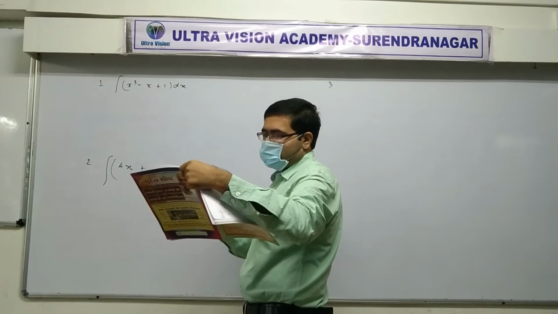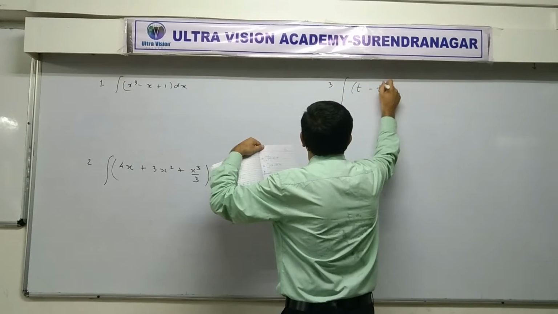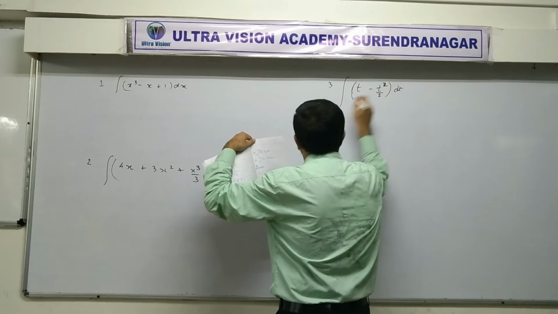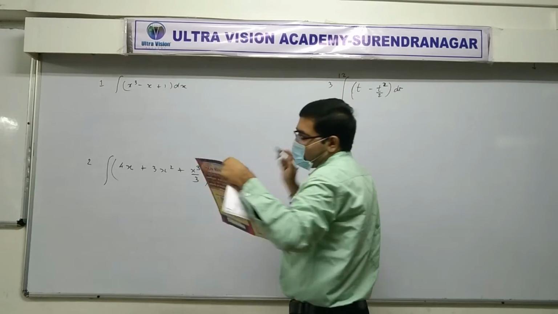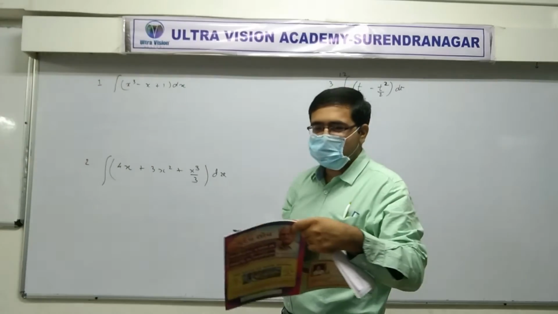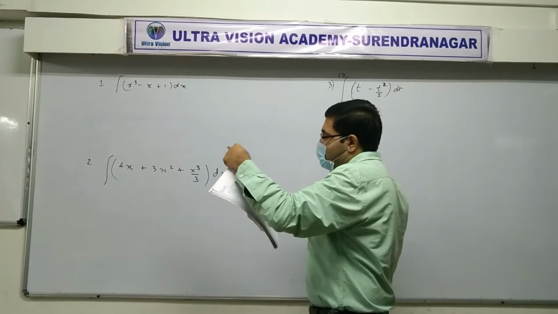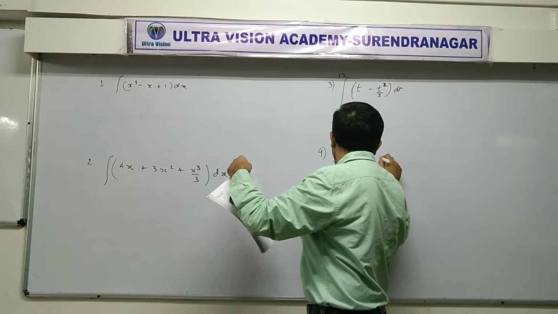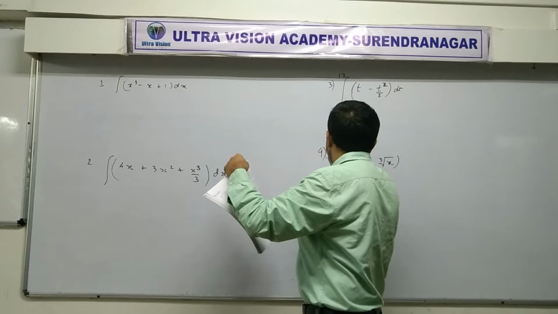Third one: b minus b square by 2, from 6. Here, t equal to 6, t equal to 2, because this is d. Number 4, x minus cube root of x.